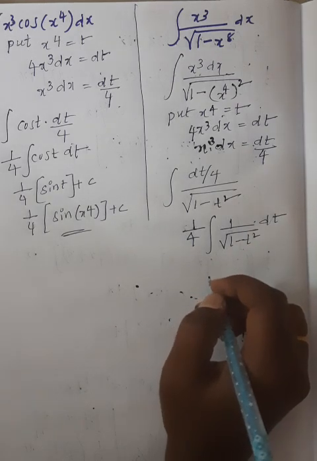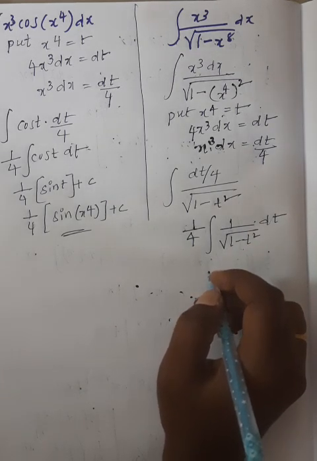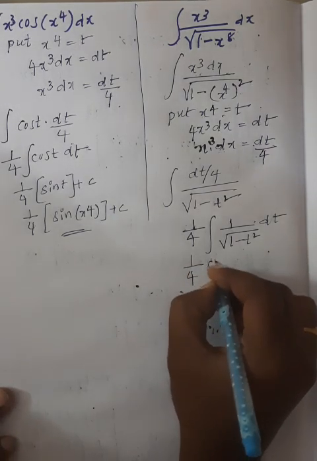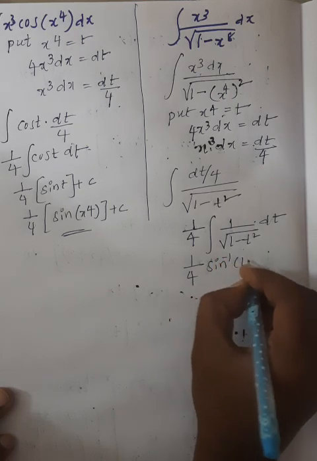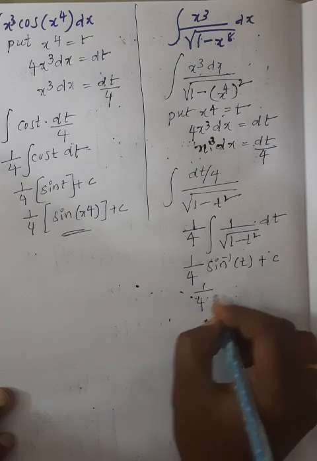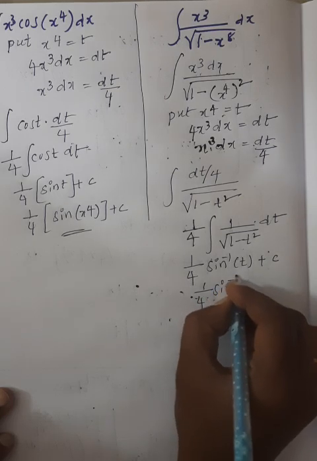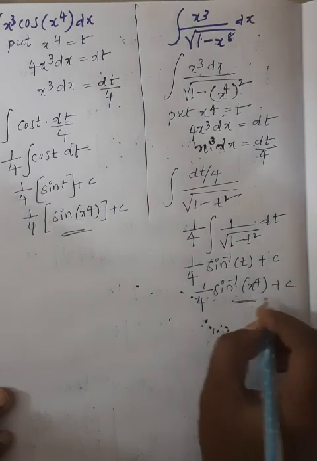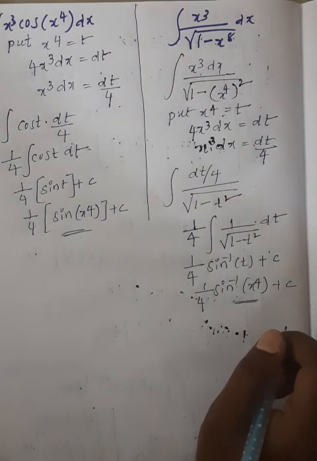Now it is of the form 1 by under root of 1 minus x square formula, which is sin inverse x. So 1 by 4 into sin inverse t plus c. Now replace t with x power 4 plus c, which is our final answer.